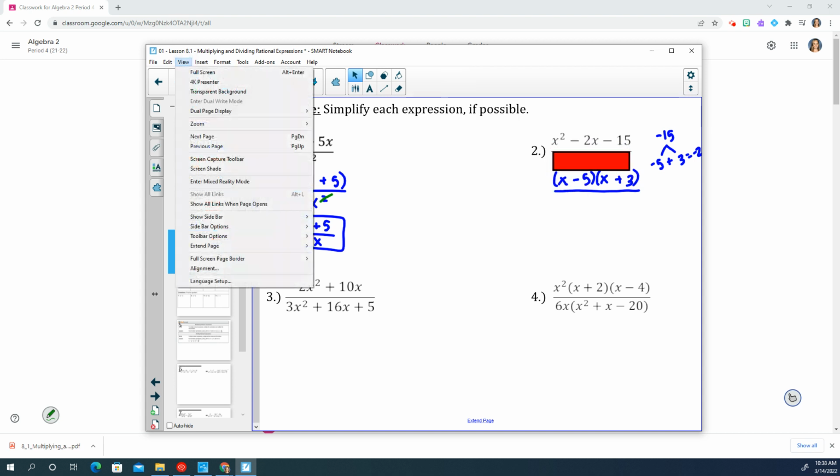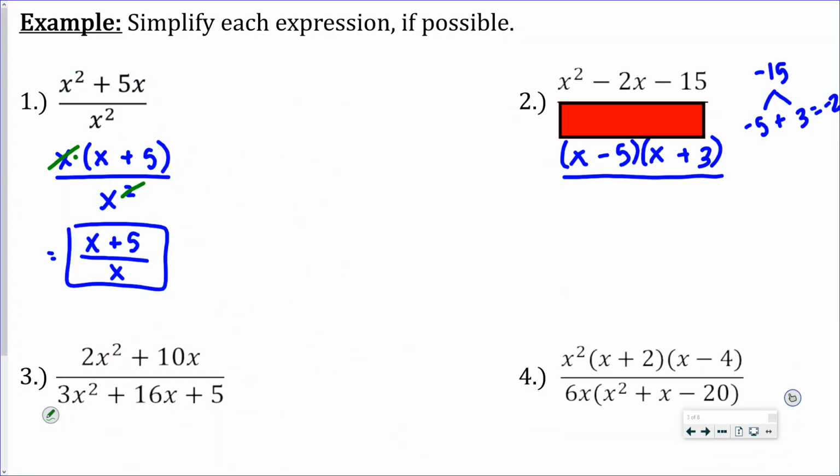Hold on, what'd you say, Sid? You had a question? Where did the 15 go? We factored it. If you were to multiply this out, you'd get back to there. I am brain farting. We're factoring.